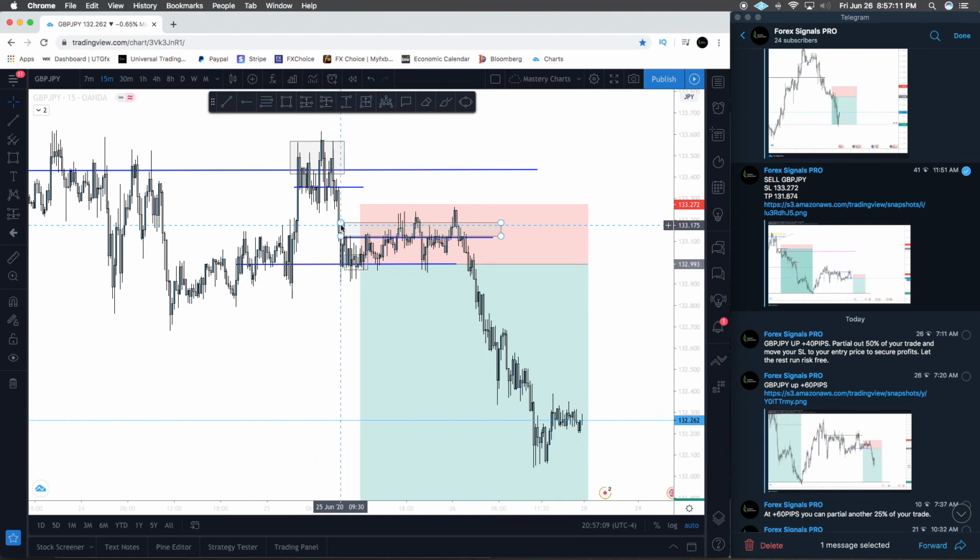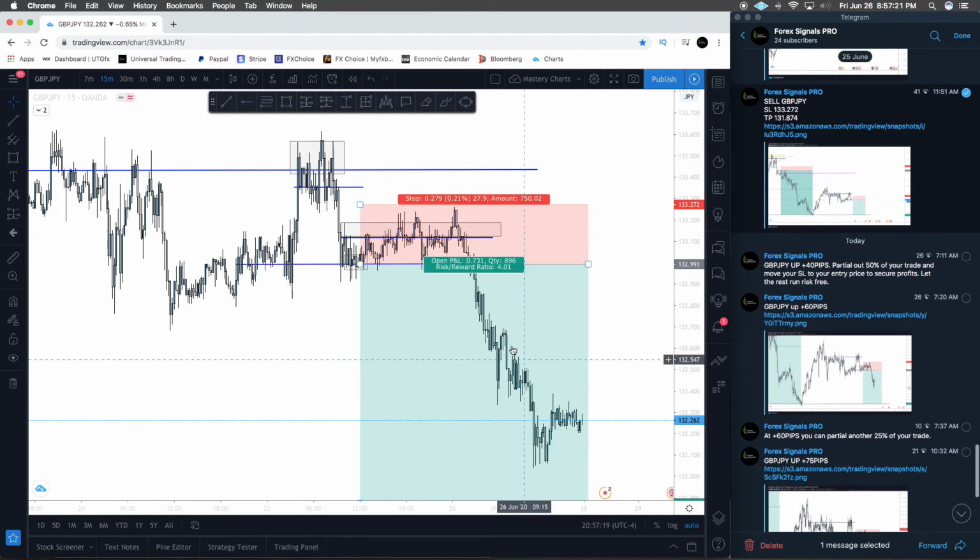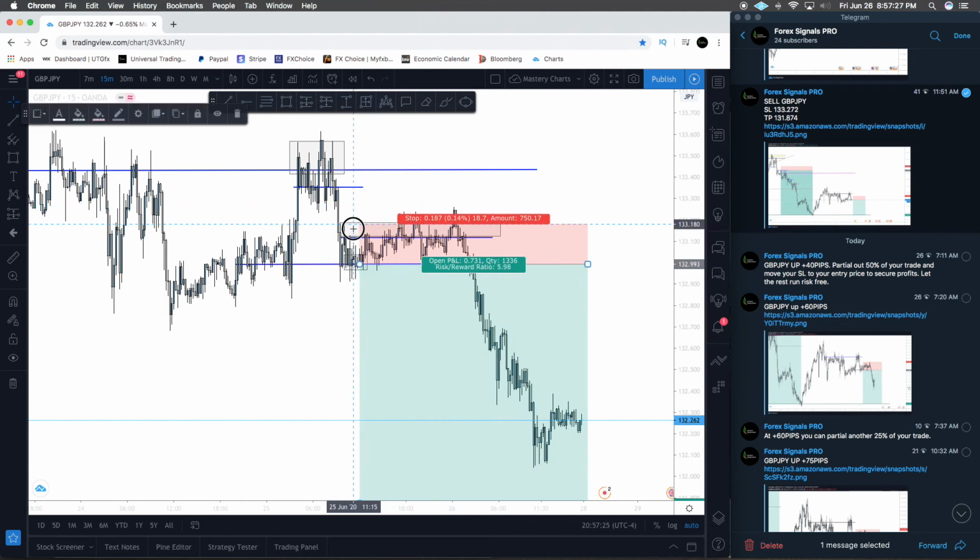So price created this ceiling. You can see that price tested, tried to break above, almost stopped us out here, but then price pushed lower. Once we were up 40 pips, we took out 50% of our trade, moved our stops to break even, making that a risk-free trade. Then we rode the trade out.